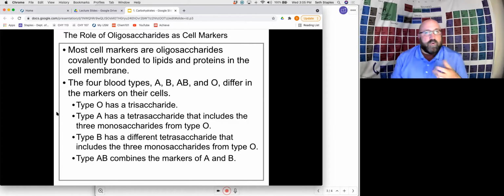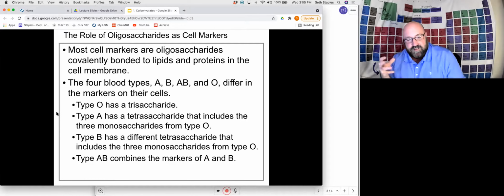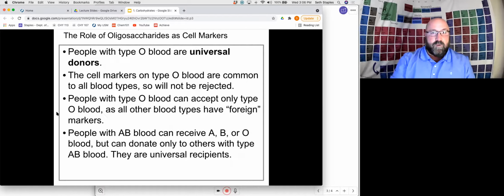Most cell markers, or some of the various things bonded to cells, are made up of oligosaccharides, longer sugar molecules. A great example here are the 4 different blood types, A, B, AB, and O, because they differ in the markers that they have on their cells. People with type O blood have a trisaccharide cell marker. People with type A have a tetrasaccharide marker, which includes the 3 from type O. People with type B blood have a different tetrasaccharide, but that also includes the 3 from O. And AB contains both.